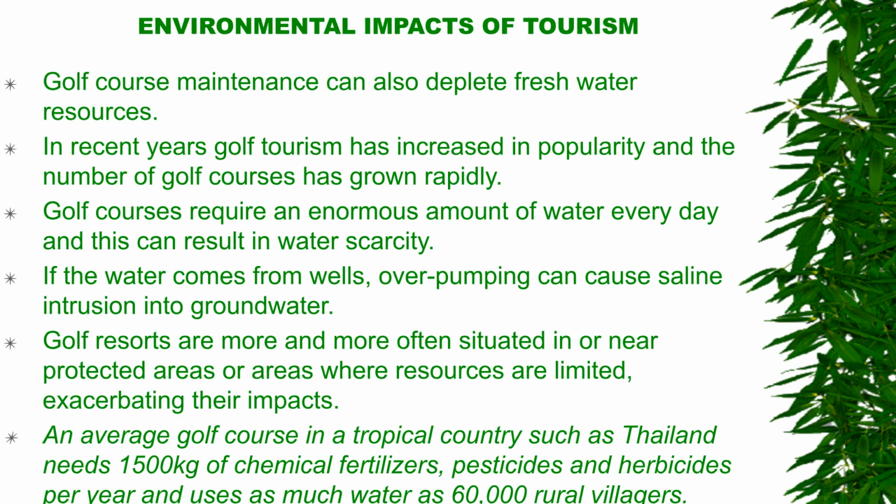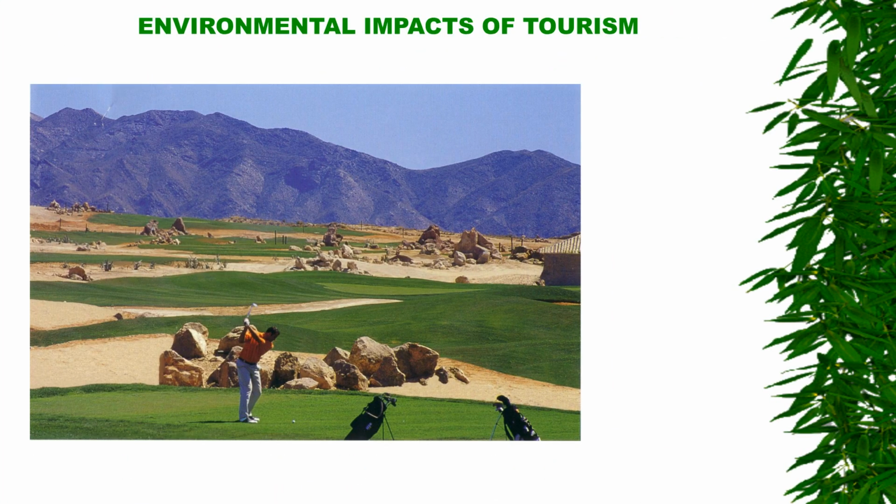Golf course maintenance, an increasingly popular form of tourism, also depletes freshwater resources. Golf courses use vast amounts of water and often require chemical fertilizers, pesticides, and herbicides, exacerbating their environmental impact. This image shows a golf course in a dry region, illustrating the intense use of resources for maintenance.